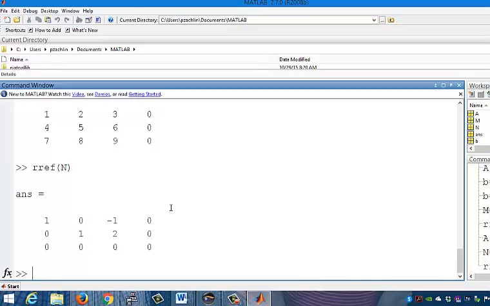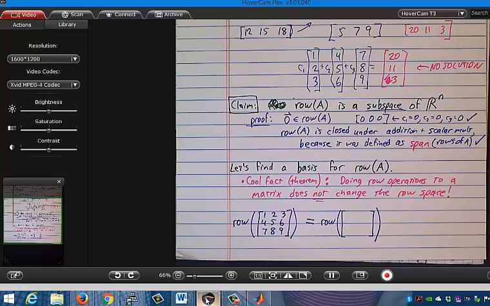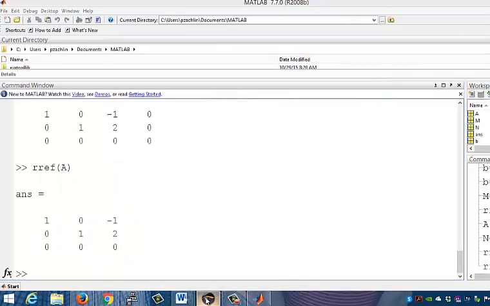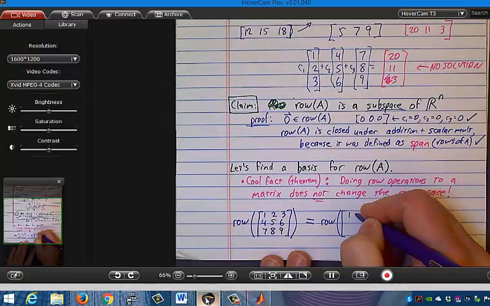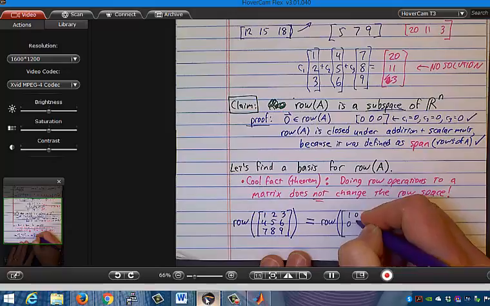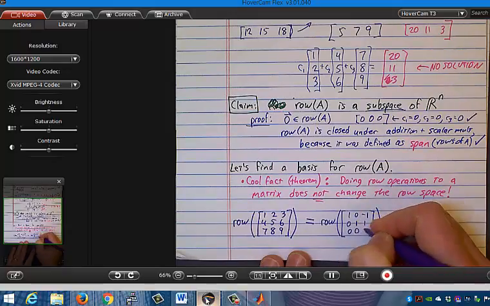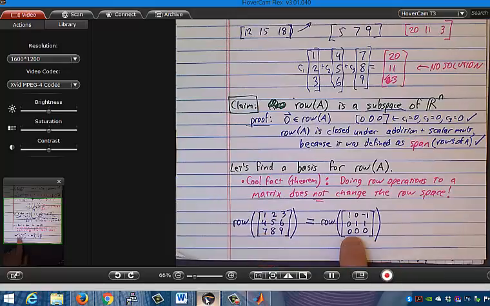But it would also, right, if I did reduced row echelon form of A, wouldn't I get the same thing basically? I'd get this, right? And so what I'm saying is this cool fact tells me something. It tells me that the row space of 1, 2, 3, 4, 5, 6, 7, 8, 9 is exactly the same as the row space of 1, 0, negative 1, 0, 1, 1, 0, 0, 0. These row spaces are the same. And that's interesting.